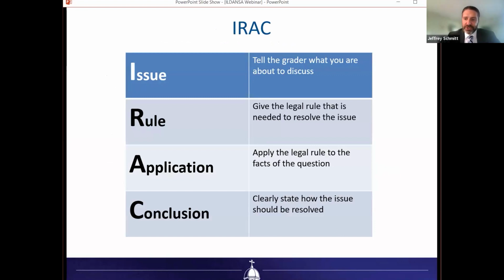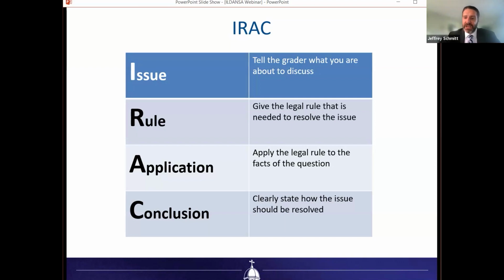So first, your issue statement, you're telling them what you're going to write about before you write about it, right? That's going to flag the issue before you go into the details. They know what they're going to read. Then we have the rule, right? This is the law that governs the situation. So in standing, it would be those 3 elements, right? Injury in fact, causation, redressability.